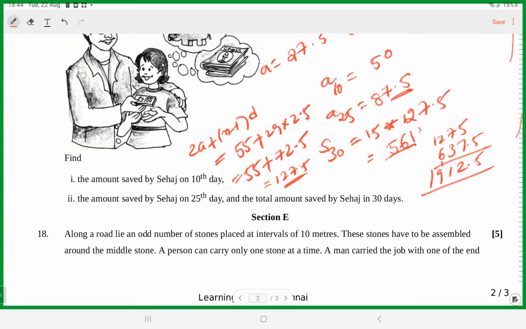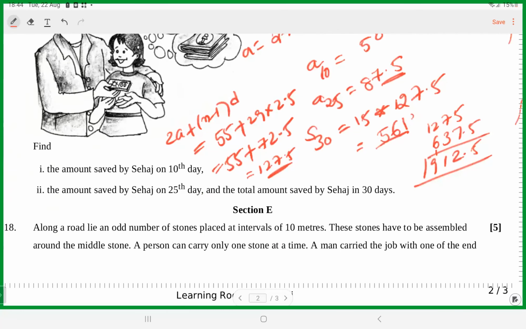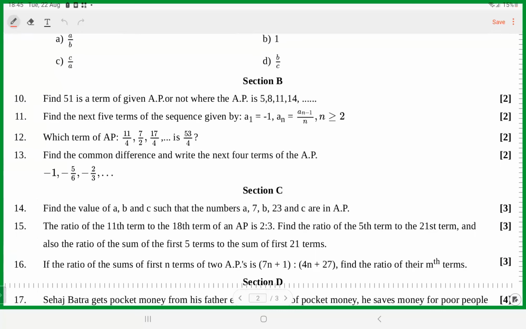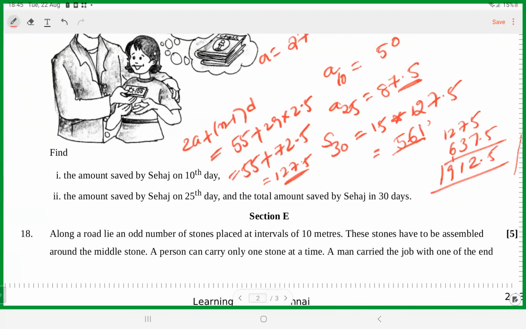Can you solve this problem? 18th problem. Princy, can you read it? By carrying them in succession, he covered a distance of 3 kilometers. Find out. What's the diagram for this one? What's the sequence? Along a road lie an odd number of stones, placed at intervals of 10 meters, right? D equal to 10 meters.